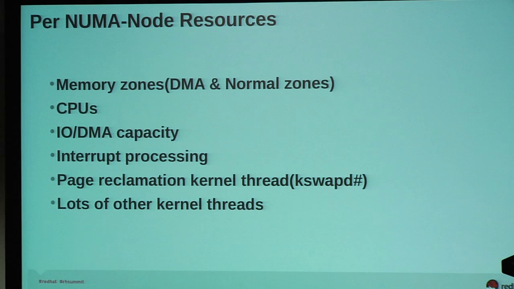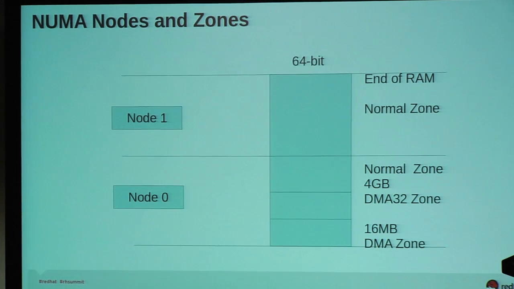So as far as the kernel is concerned in hardware, there are per NUMA node resources. The kernel manages memory on a per NUMA node basis. It manages the CPUs, the I/O connectivity, the interrupt processing, and even the page reclamation. So if you watch a system run, there's a swap daemon called kswapd running on each node, independently of the other nodes. They're communicating with each other, but they're independent. And there are lots of other kernel threads or background activity that happen on a per node basis.